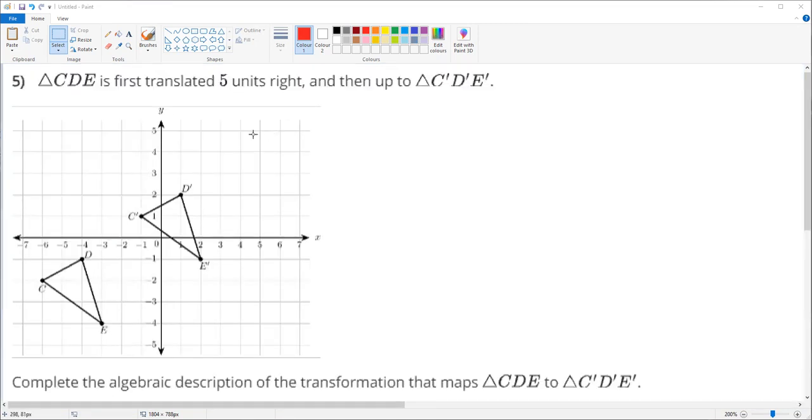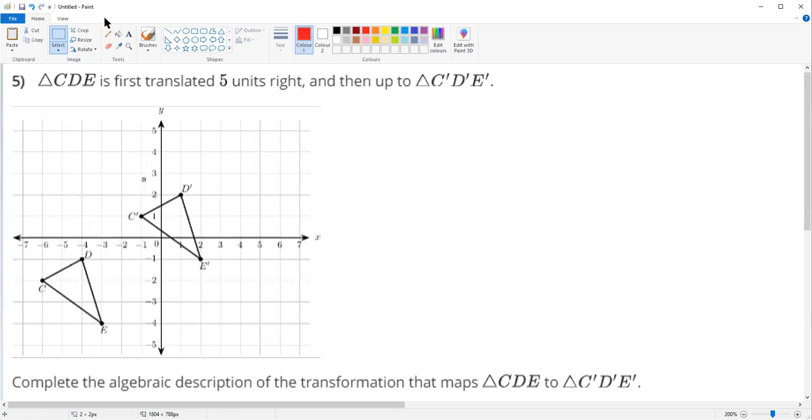And we're back. So the next one is we have a triangle that is translated right and then up to CDE with the algebraic expression, right? Well, how many does it go up? Well, you can count it. You can go 1, 2, 3, 4, 5 up to D. Yep. And that's definitely 5 units right.